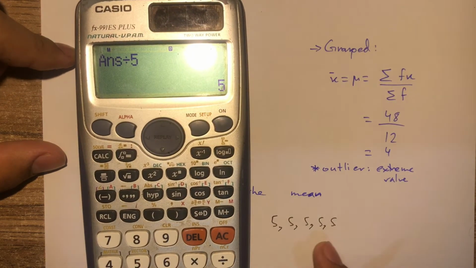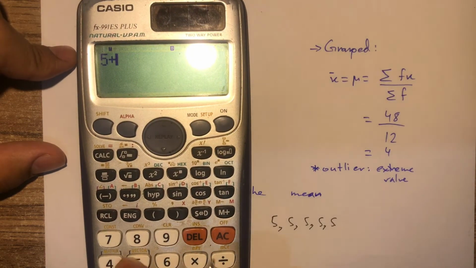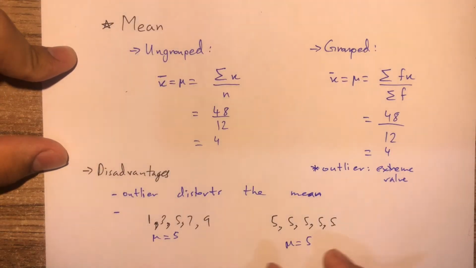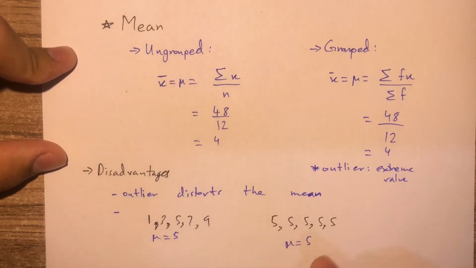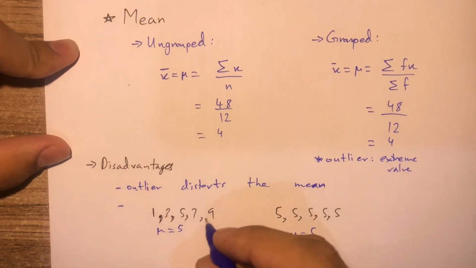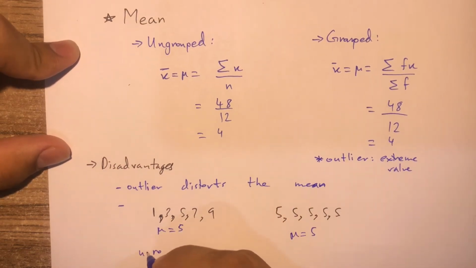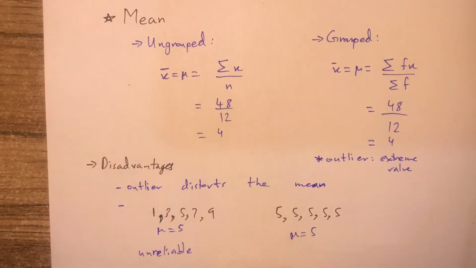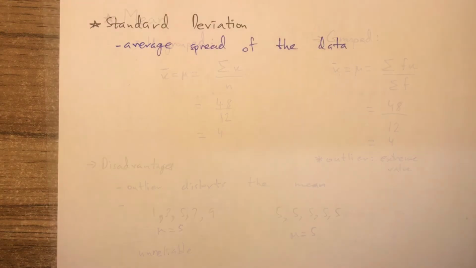The second one, we'll add all of them, so it's 5 plus 5 plus 5 plus 5 plus 5, divided by 5 again, because 5 total terms, so again the mean is 5. So these are two different datas. Over here there's a lot of variation, but over here there's total consistency, but the mean is coming same, so it can be unreliable because of this reason. Now, what is standard deviation?